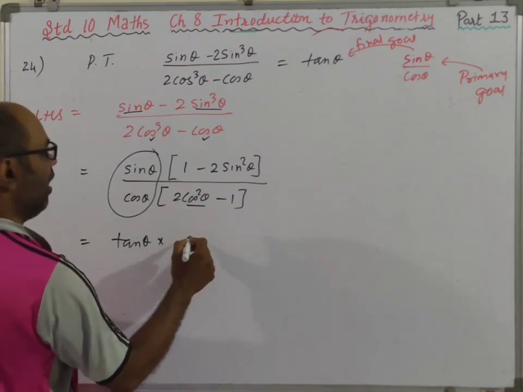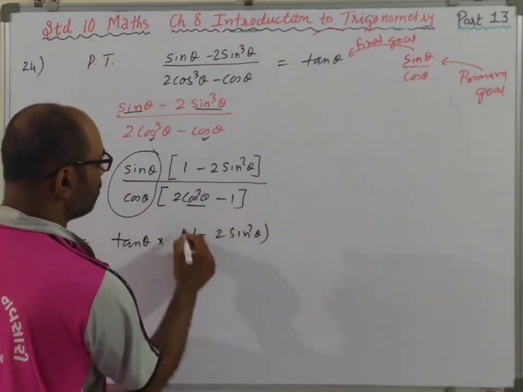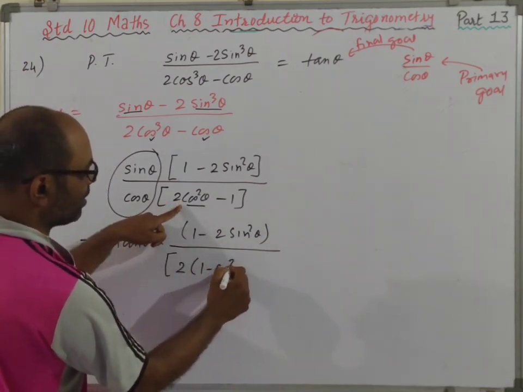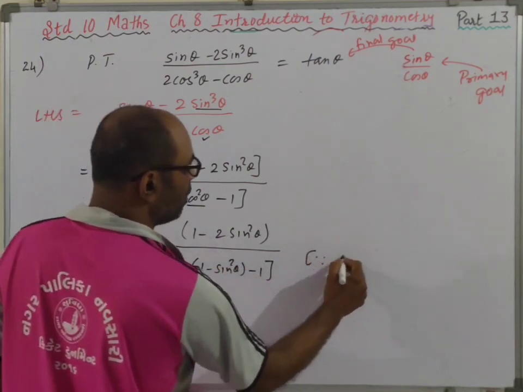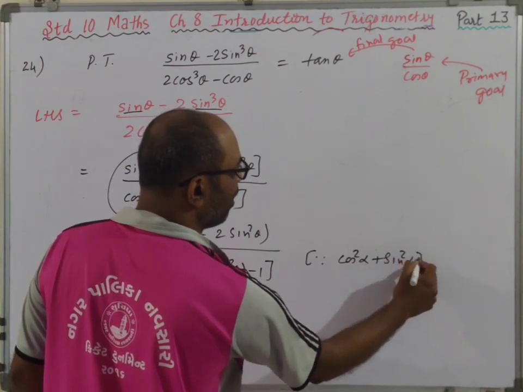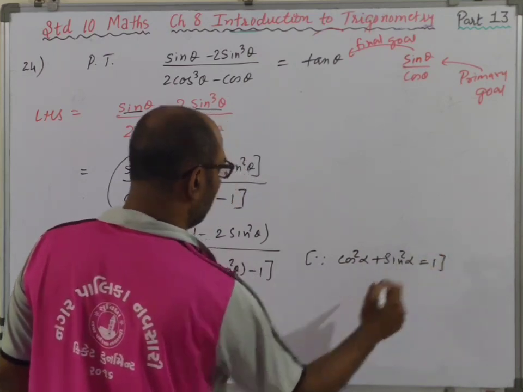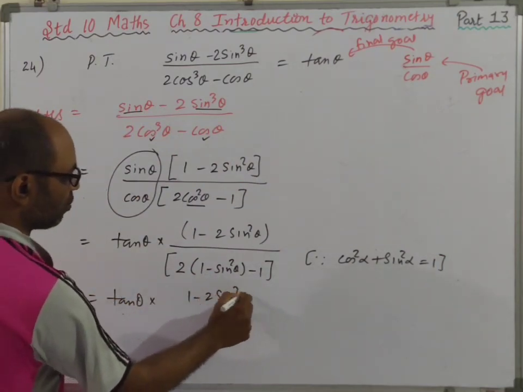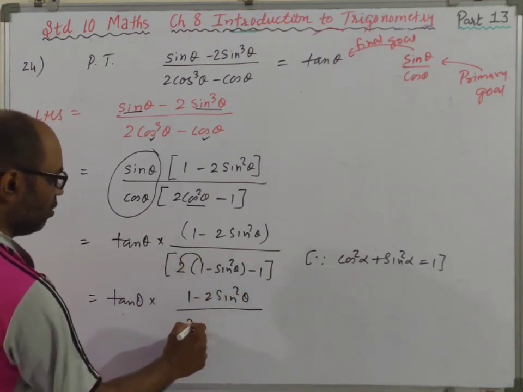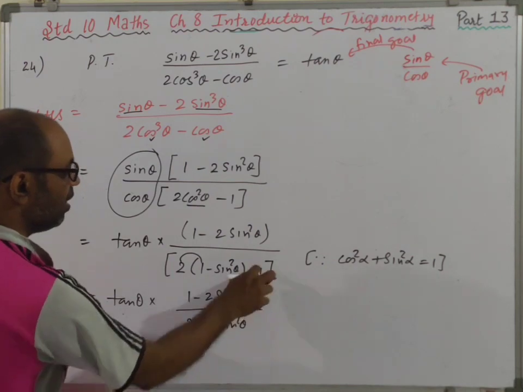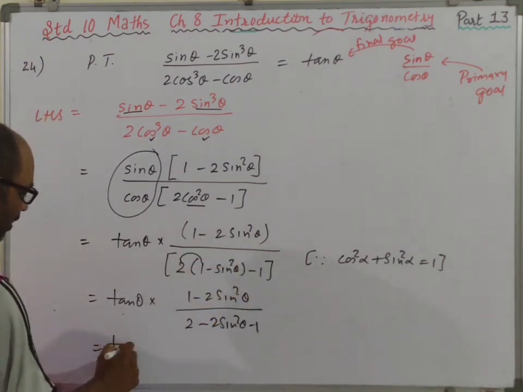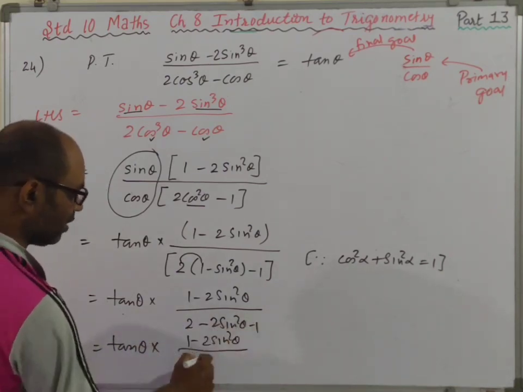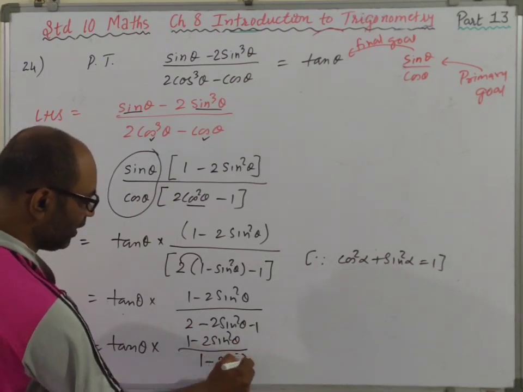Into 1 minus 2 sin square theta, small bracket. Here you will need a large bracket. 2 into, what is cos square? 1 minus sin square theta, minus 1. Because cos square alpha plus sin square alpha is equal to 1. Alright? That is tan theta into 1 minus 2 sin square theta upon 2 ones are 2 minus 2 sin square theta minus 1. No need of bracket now. Tan theta into 1 minus 2 sin square theta upon 2 minus 1 is 1 minus 2 sin square theta.